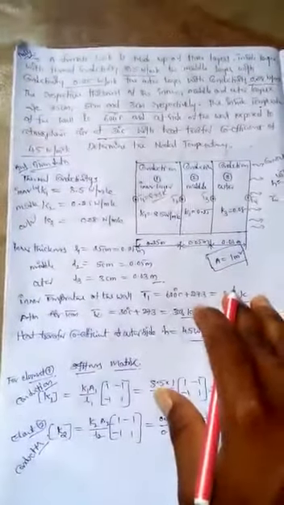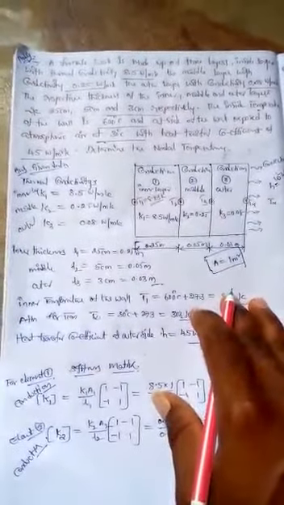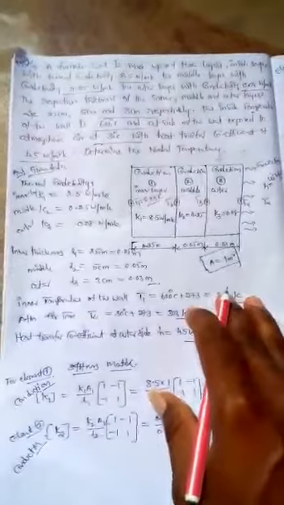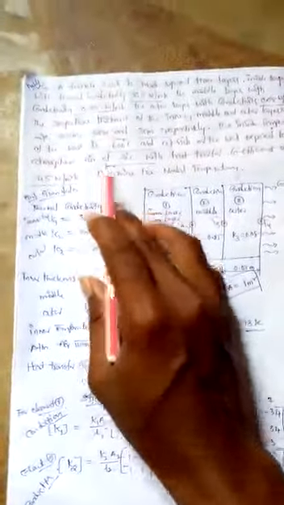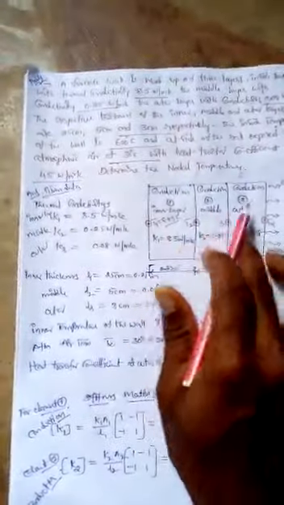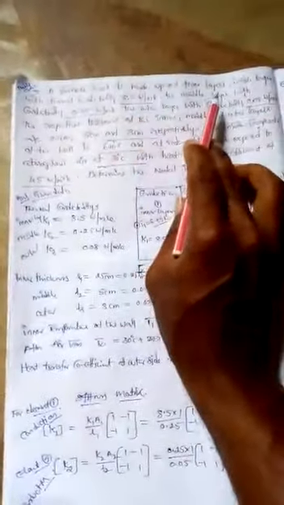This is problem number 3. Subject is finite element method, unit 5, heat transfer and fluid mechanics problems. The problem is having 3 layers. A furnace wall is made up of 3 layers.